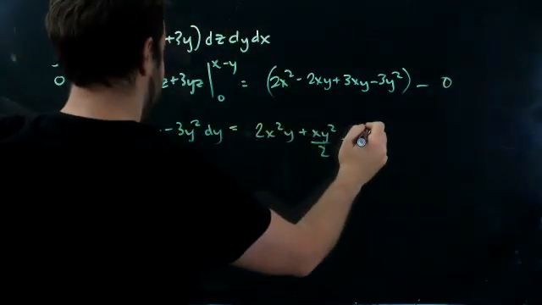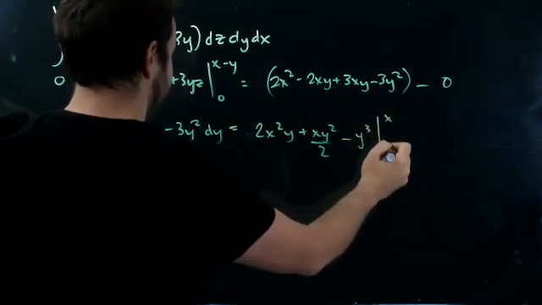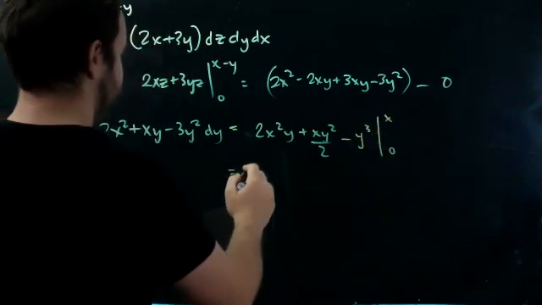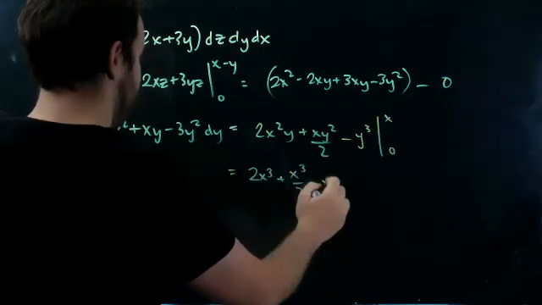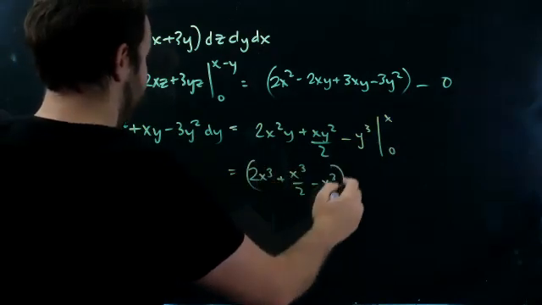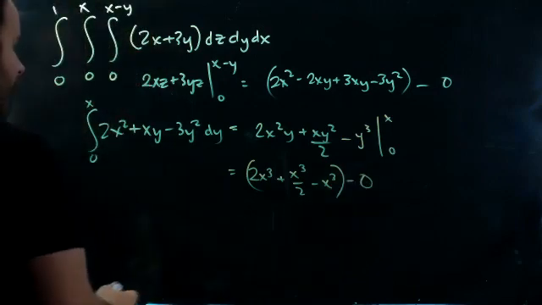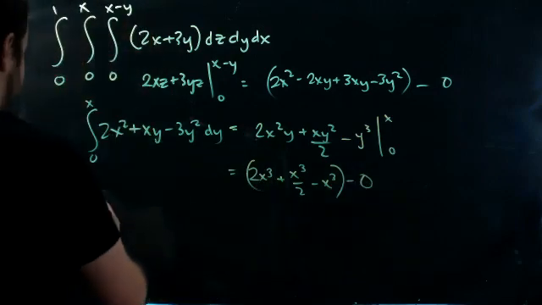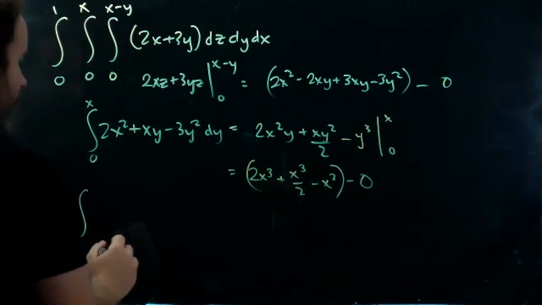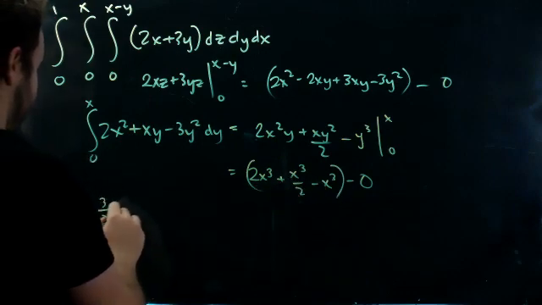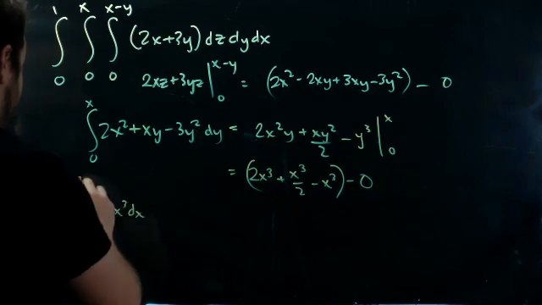Minus y cubed, plug in x, plug in 0, find the difference. And this gives me 2x cubed plus x cubed over 2 minus x cubed, minus what I get when I plug in 0. When I plug in 0, I get 0. And then I integrate this from 0 to 1. So I have the integral of, I'm going to combine these terms. This is x cubed, but then plus x cubed over 2 gives me 3/2 x cubed from 0 to 1.